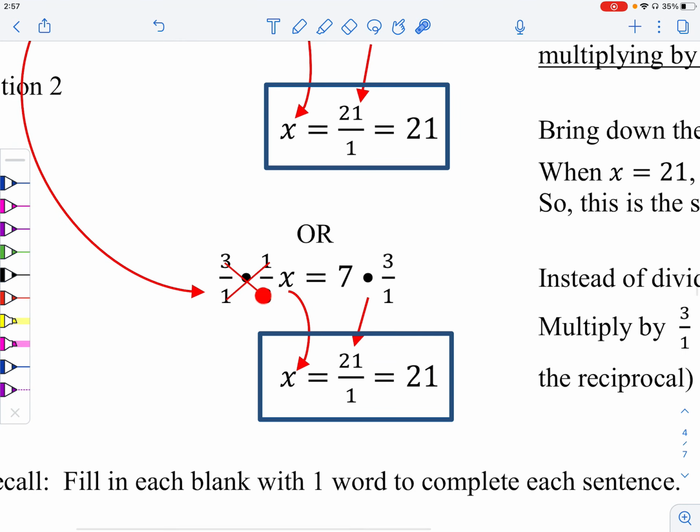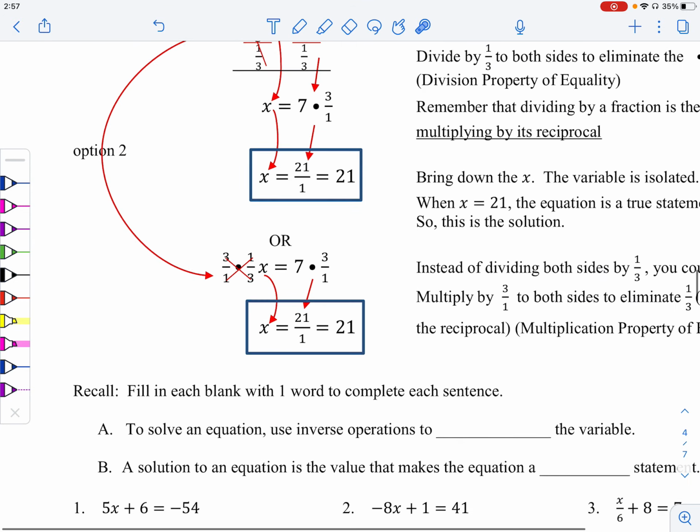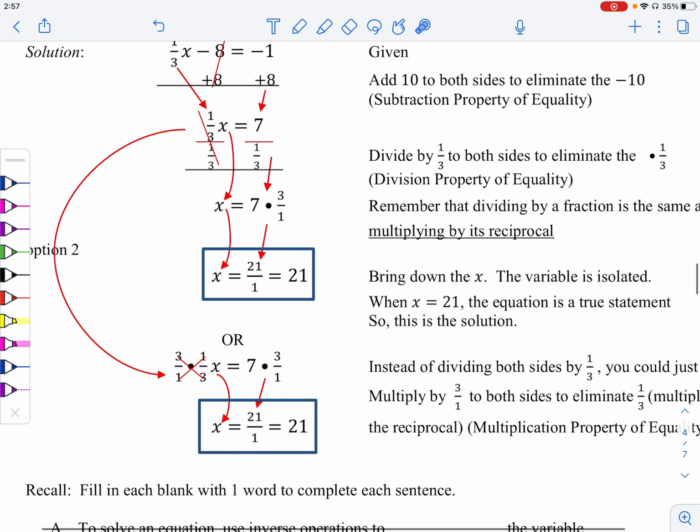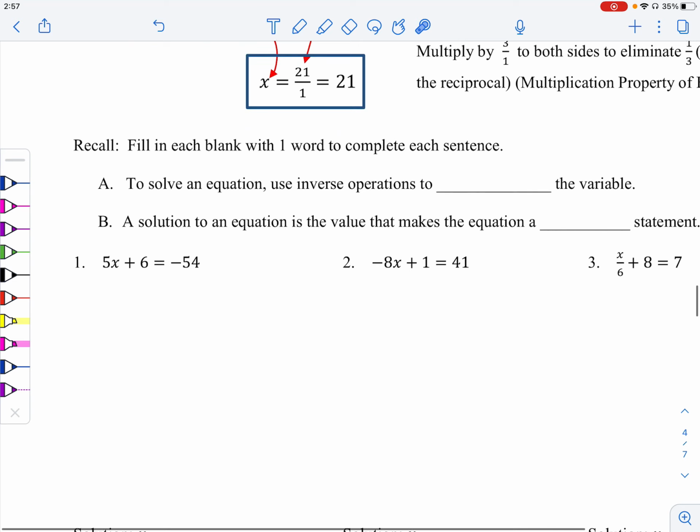Or we can cross multiply like this, we just multiply by the reciprocal. Multiply by 3, divide by 1, do it to both sides. Same thing, right? 7 times 3, 21. Divided by 1, we get 21. Same answer. Either way, whichever one is easier. Just multiply by the reciprocal.